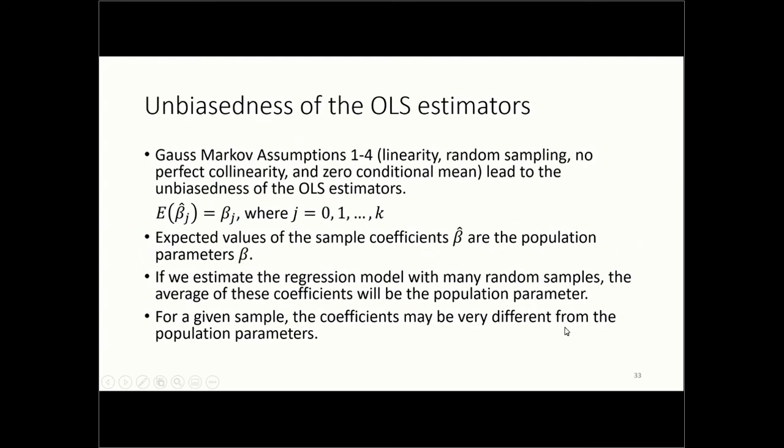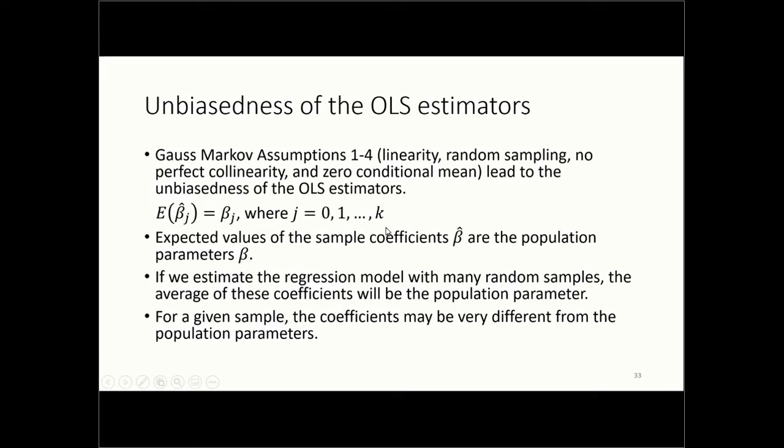Under the Gauss Markov assumptions 1 through 4, so these are the linearity, random sampling, no perfect collinearity, and zero conditional mean, this leads to the unbiasedness of the OLS estimators. What that means is that the expected value of beta j hat would be equal to beta j. So the expected value of the sample coefficient beta would be the population parameter beta. And here j goes from 0 to k, so we're going through all of the coefficients that we're estimating.